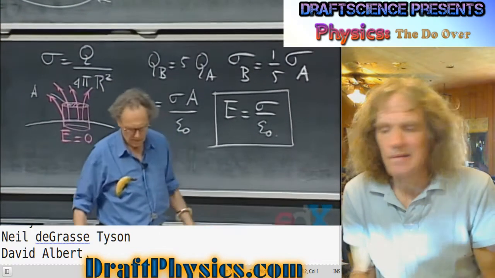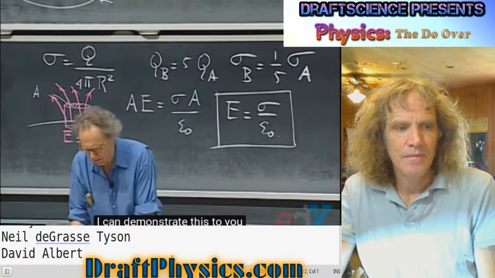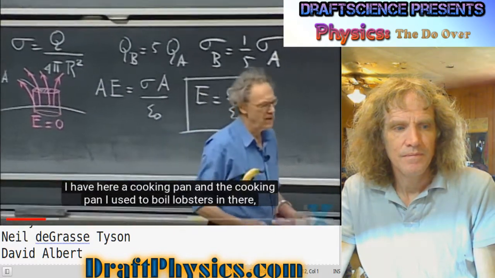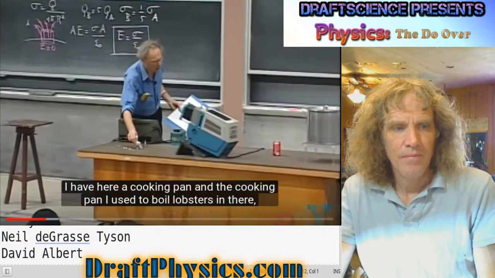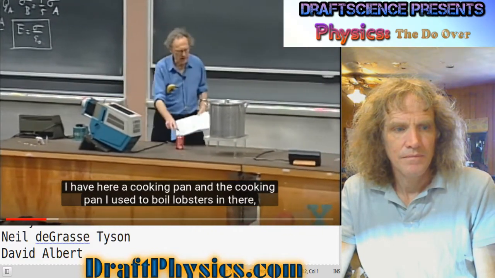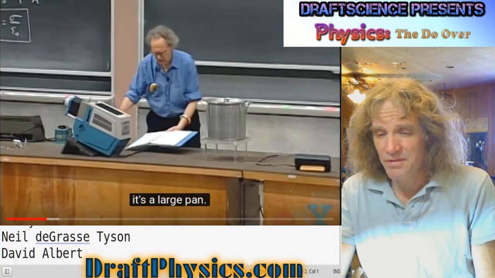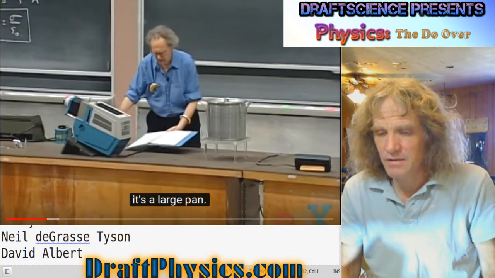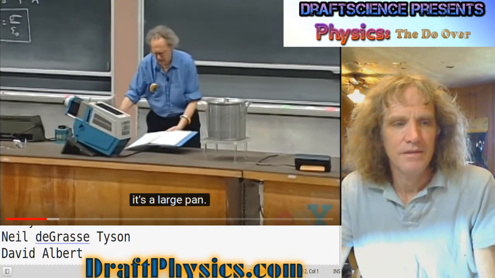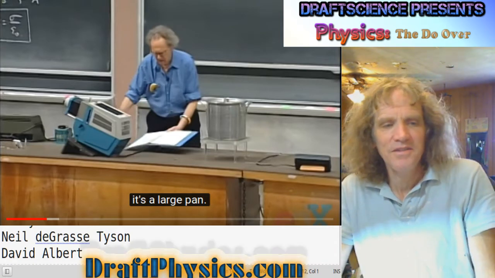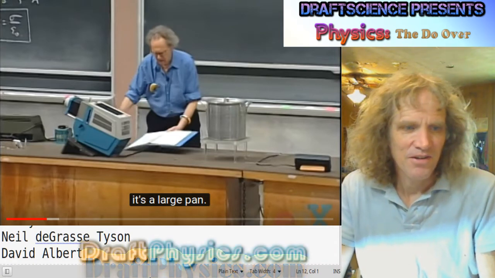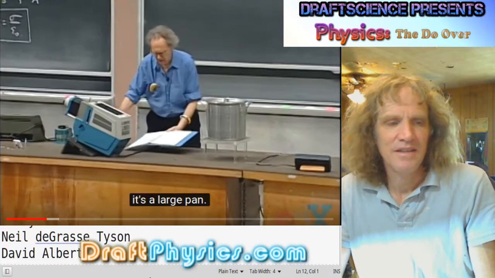I can demonstrate this to you in a very simple way. I have here a cooking pan, and I used to boil lobsters in there. It's a large pan. Yeah, I wish you wouldn't do this. I used to twist the neck of geese and boil little innocent creatures. You could spare me your lifestyle stuff.